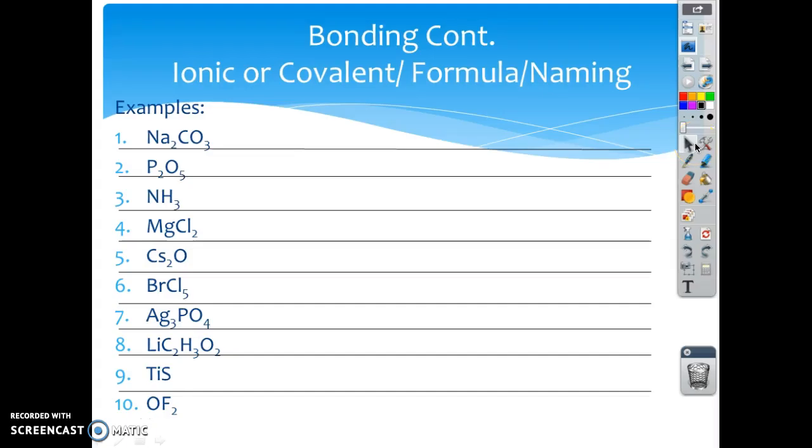Okay, welcome back to some more atomic theory in room 405 with Mrs. Walton. I hope y'all did well on this. First, you were supposed to check if they were ionic or covalent and then practice naming them.